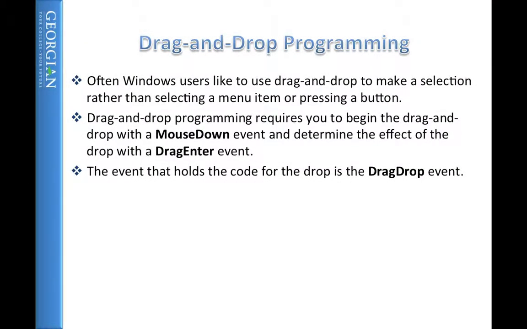Okay, and here they are. You've got the mouse down event, for when you mouse down on a particular draggable control that you can drag and drop from. There's the DragEnter event, and then there's the DragDrop event. So there are 3 different events you have to write for each drag and drop, or the possibility of doing it. We'll talk about how they all work in a second.